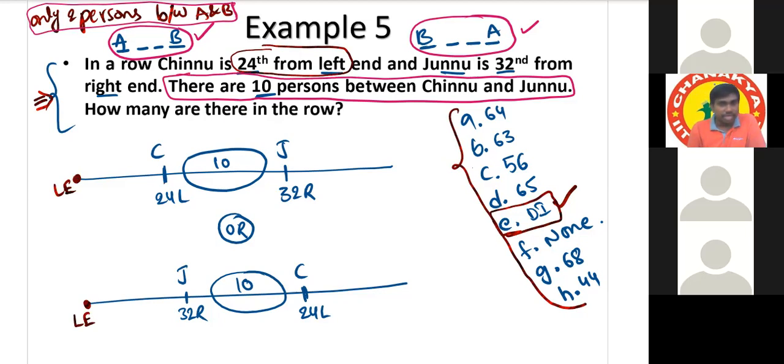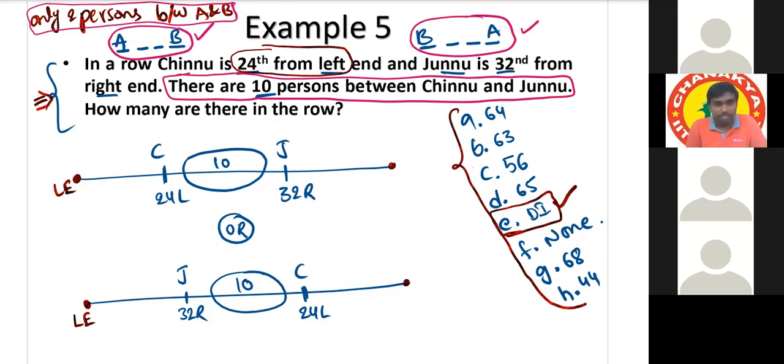But sir, how are we getting two possibilities? It is with respect to one another. In first case, Junnu is to the right of Chinnu. In second case, Junnu is to the left of Chinnu. Okay, sir. Second one is the overlap, and the first one is a non-overlap.